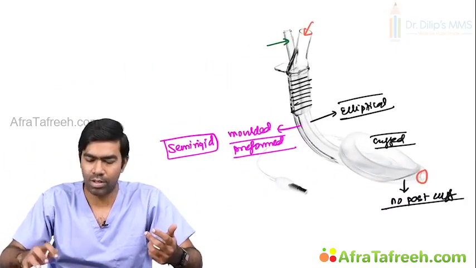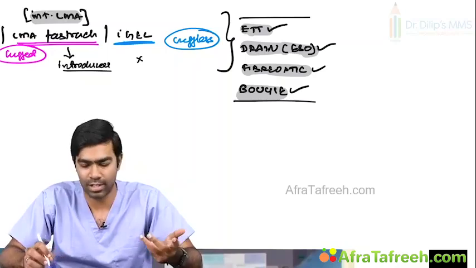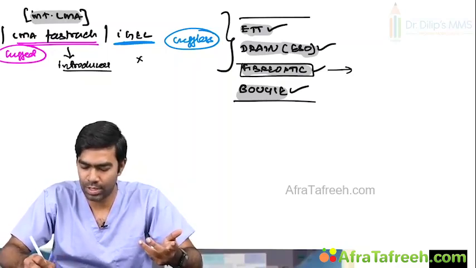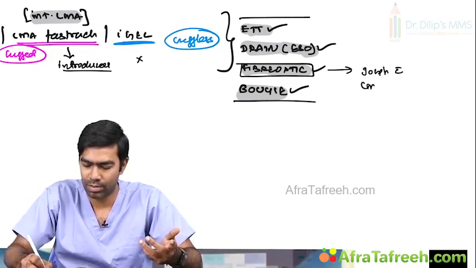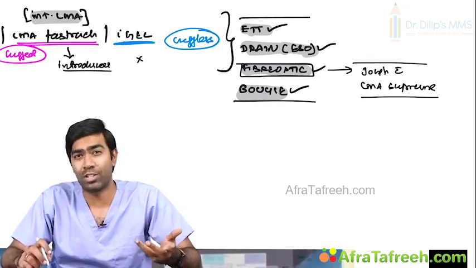Clear? And remember, only one problem. Even though I told you that you can do all these things with second generation LMAs, passing the fiber optic scope is extremely tough with LMA Supreme. Why is it tough? Because this is a preformed, molded, semi-rigid one. So a flexible scope cannot pass that easily because it is mandatory that you follow the curvature only. Sometimes you might not follow the curvature and it is really difficult to pass a fiber optic scope through this LMA Supreme. Other than that, they are designed to accommodate the fiber optic scope.